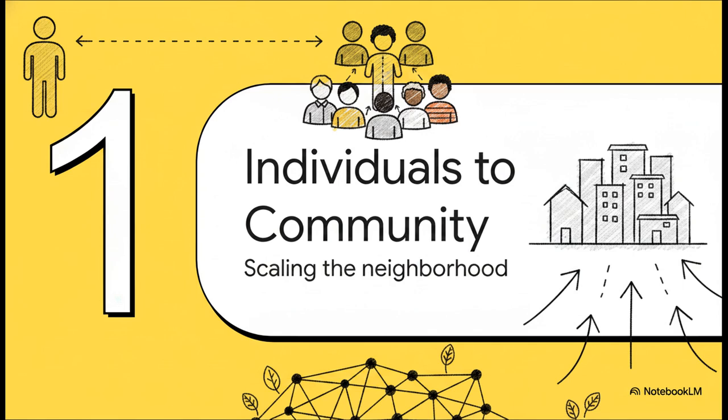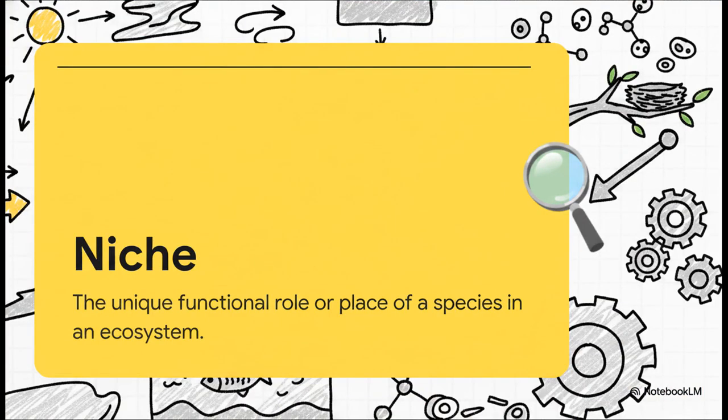So, let's start scaling up the neighborhood. Section 1. From individuals to communities. But before we zoom out too far, we've got to understand the baseline. Every individual organism has a niche. And a niche isn't just an address. It's not just where an animal lives. It is a functional job within the household. It encompasses every biological, physical, and chemical factor a species needs to survive, stay healthy, and reproduce. So yeah, a niche is highly unique to every single species.